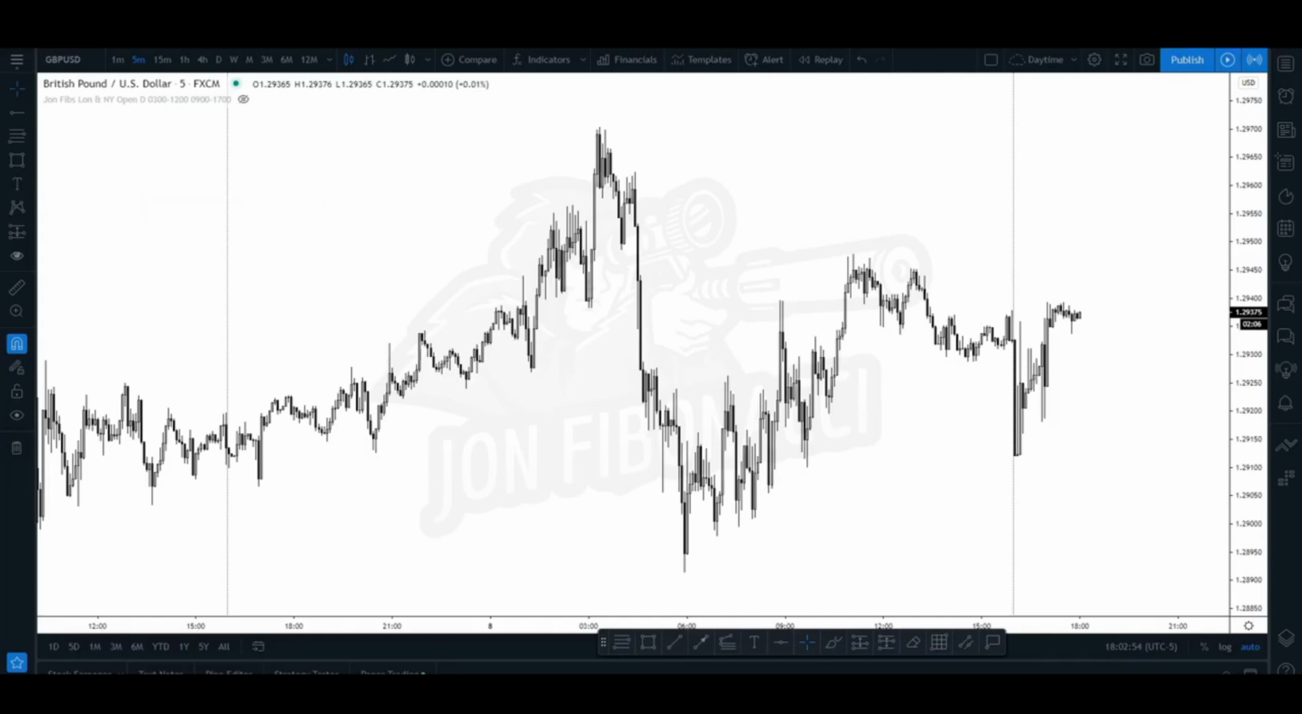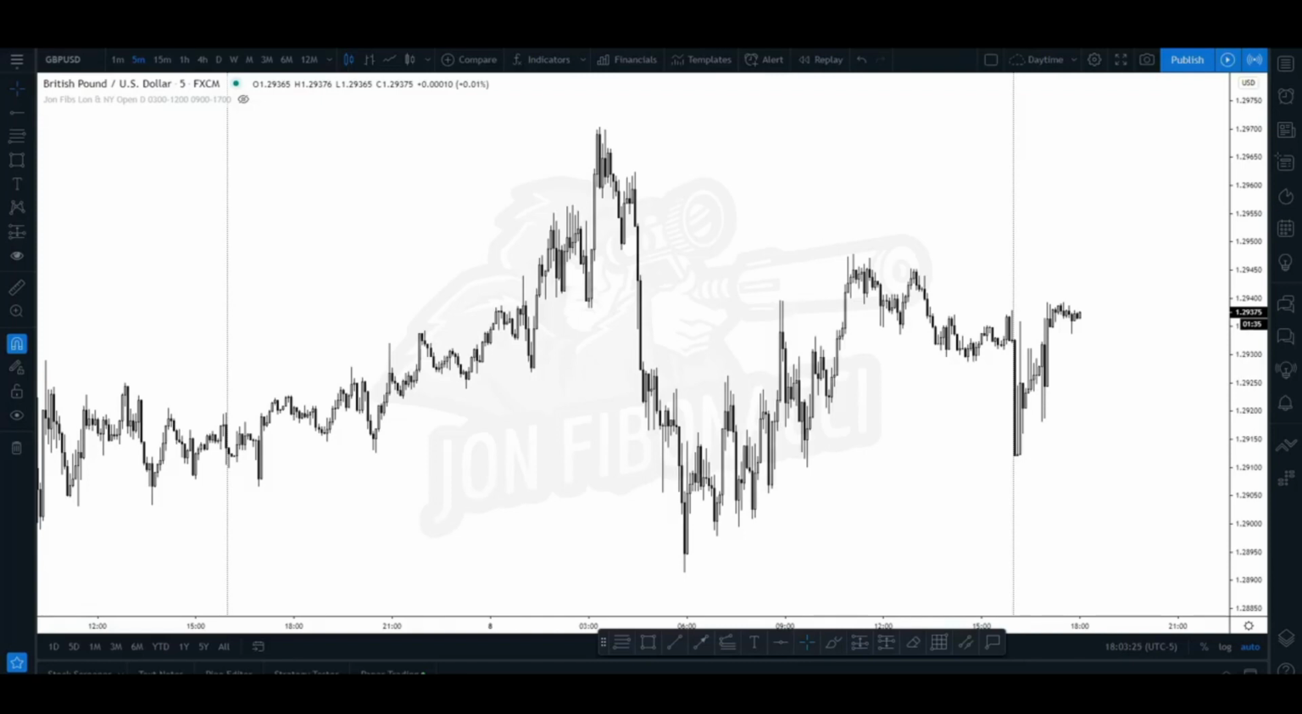Alright, so today is October 8th, 2020. It's a little bit after the day has been closed. And we're going to take a look at cable, right? GBP USD. So it is going to be pretty much Fibonacci today. We're going to go over one extra concept, I guess, if you will. But ultimately, we're going to be looking at the logical use of the Fibonacci retracement tool.